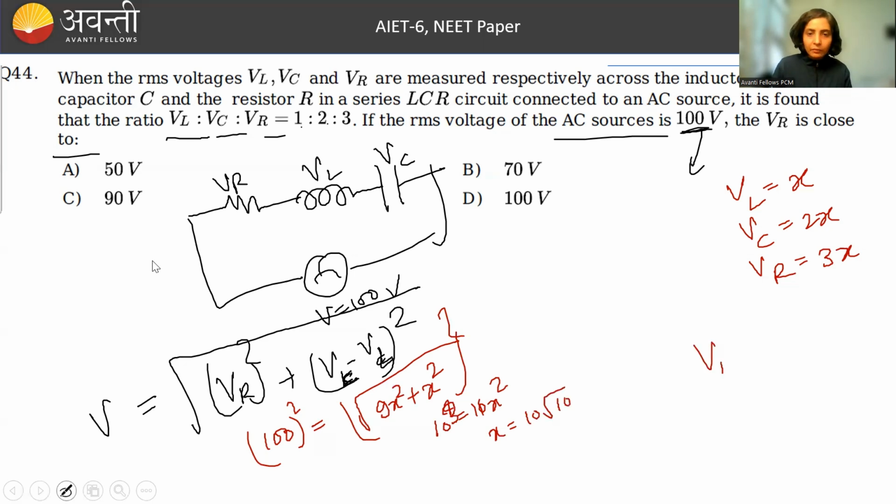Okay. So VR will be equal to how much? 3 times 10 root 10, that is 30 root 10. And root 10 is almost 3.1. So this will be close to what? This will be close to not 100 volt, it will be close to 90. Done. So this will be your answer.